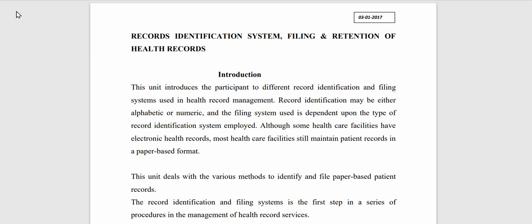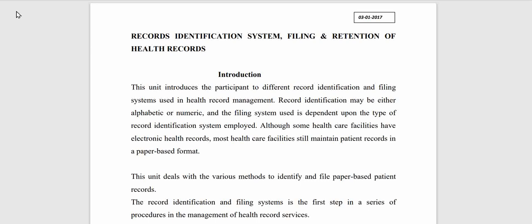Today, we are looking at record identification system, filing and retention of health records as our new unit. If you check our course structure, you see that we have record identification system, filing, and retention of health records. So, why should you study this course unit?